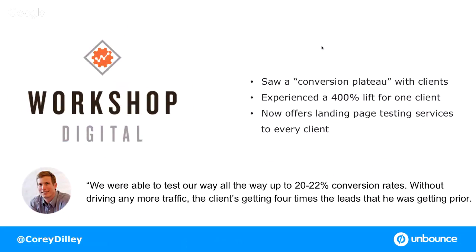Andrew Miller of Workshop Digital has been a great example of what a PPC agency can do when they really embrace landing page testing. He saw that no matter how much optimization they did within their AdWords accounts, eventually they started to see diminishing returns and conversion rates would plateau. He started testing out landing pages with Unbounce, and through A/B testing different variants, managed to achieve a 22% conversion rate, which was 4 times higher and generated 4 times more conversions than they were previously getting without touching the ad spend.